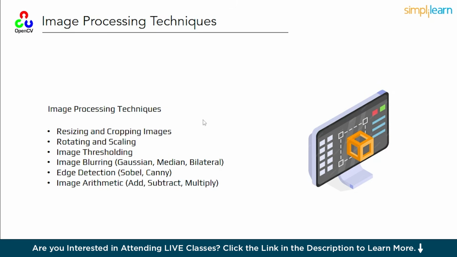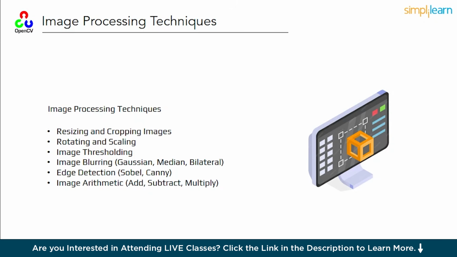We have already talked about resizing and cropping the images. We have talked about rotating and scaling the images. These two things we have already covered. We'll talk about what image thresholding is. That's something we need to understand. What is image thresholding? Thresholding is a process in which we take a binary image. What we try to do is convert an image into a binary form.